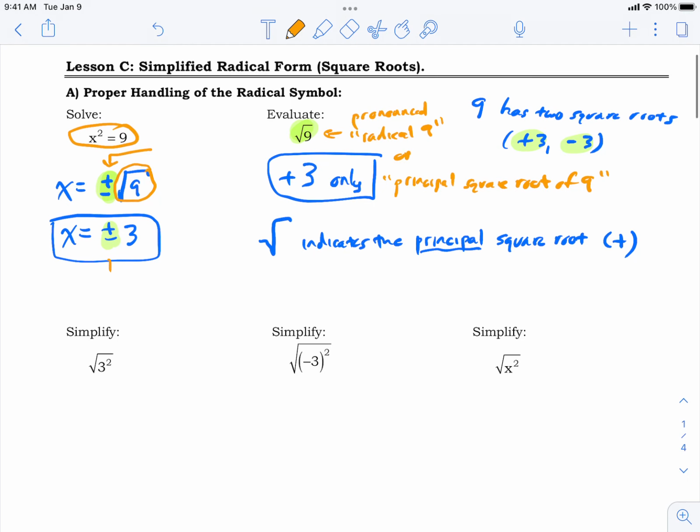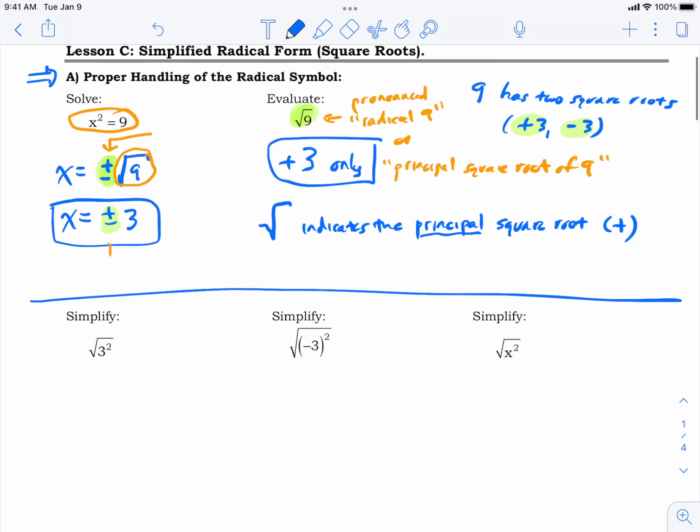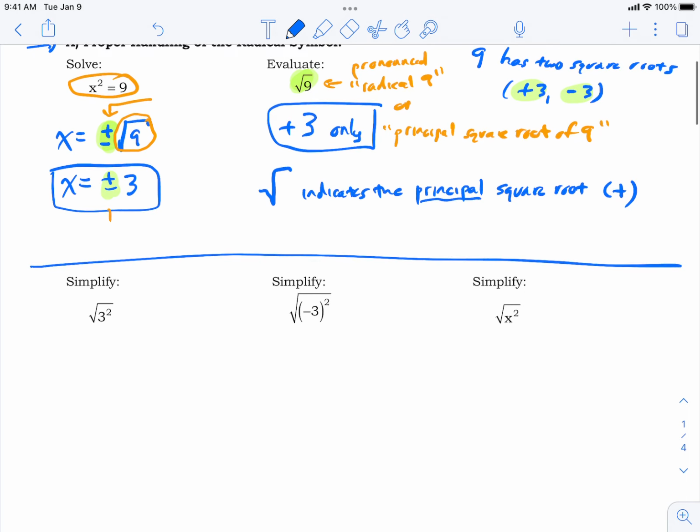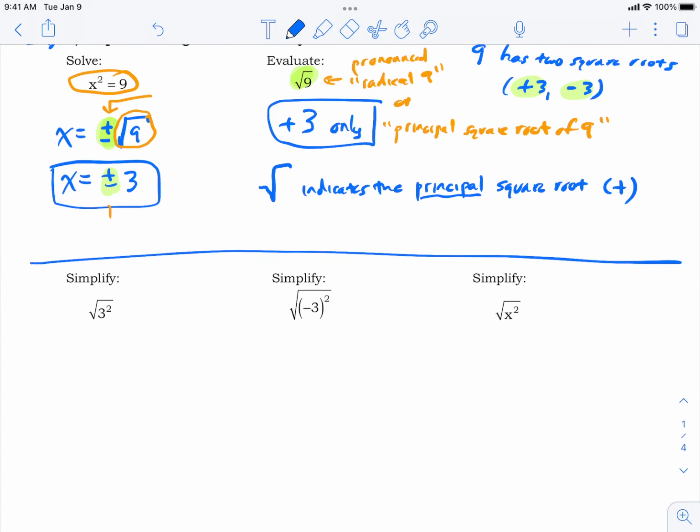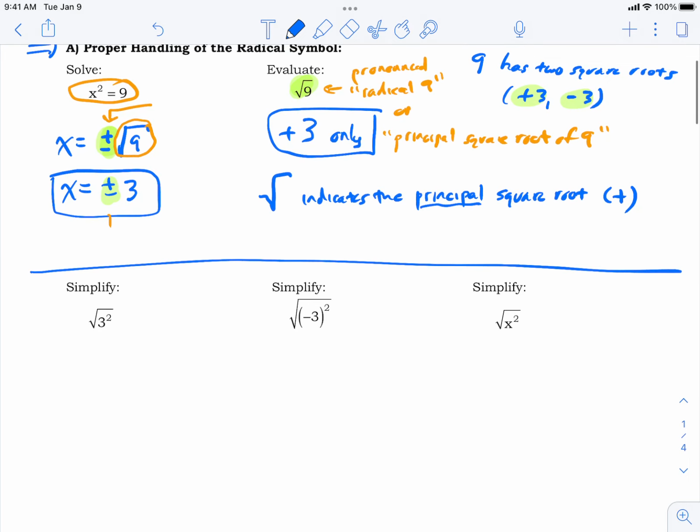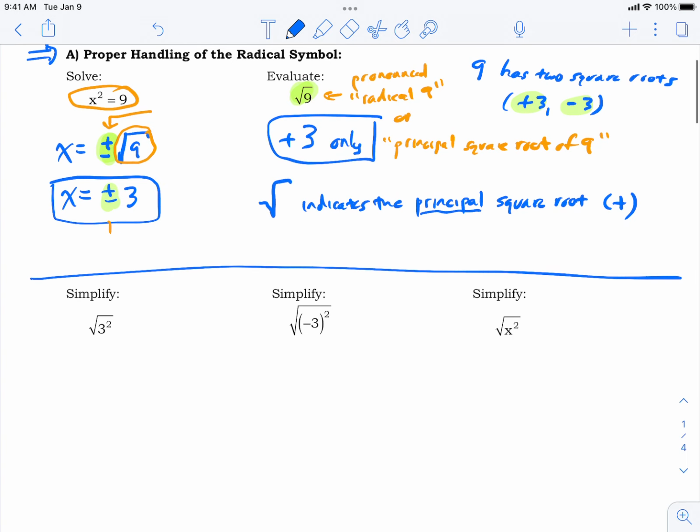Anyway, let's continue part A, the proper handling of this radical symbol. Now you've been alerted that the radical symbol only means the positive square root. There's something else I need to show you here too. It's a misconception that a lot of people have that I need to make sure we don't fall for. So, first of all, would you believe that if I wanted to simplify this expression, radical 3 squared, that I would get 3? Do you believe that?